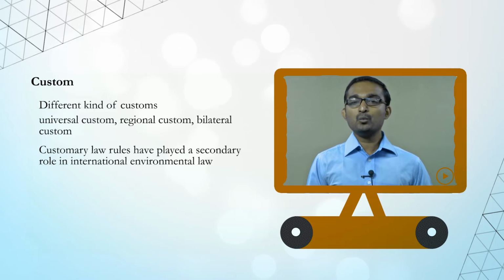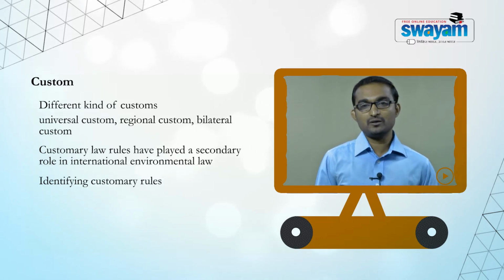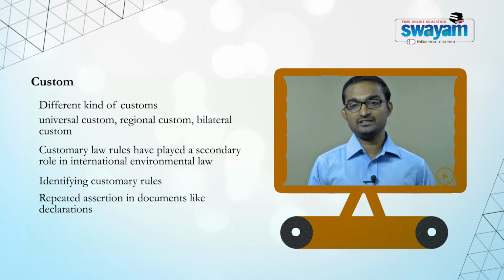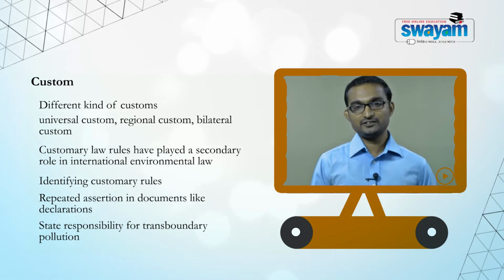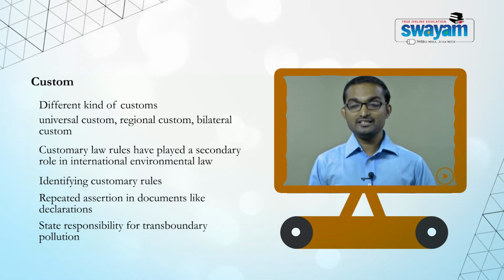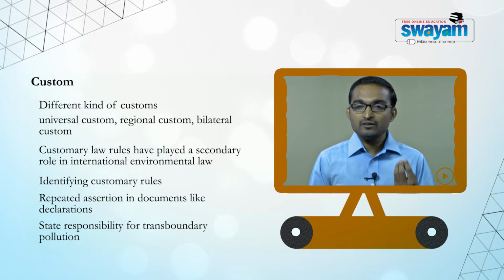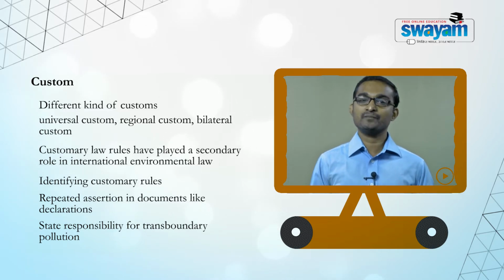Now the important issue is how we can identify customary rules. There are different sources. One way is to look at various documents where states might have repeatedly asserted some rules. One good example of a customary rule is state responsibility for transboundary pollution, which was explicitly recognized by an arbitration tribunal in the Trail Smelter case. Later on, this was recognized by the International Court of Justice in various cases, for example the Corfu Channel case, and from the Stockholm Conference onwards, this principle has been repeatedly recognized in various instruments. So this could be considered as one proof that almost all states, or at least the majority of states, agree upon this rule, and one reason to consider it a customary rule.